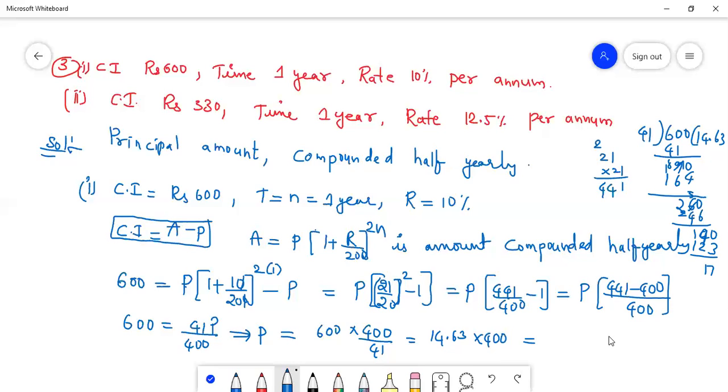Two zeros. 4 threes are 12, 1 is the carry. 6 fours are 24 plus 1, 25. 4 fours are 16, 17, 18. 4 ones are 4, 5. After the right hand side 2 digits, before taking the point, this is the principal amount. Therefore, the principal amount P is equal to 5,852 rupees.